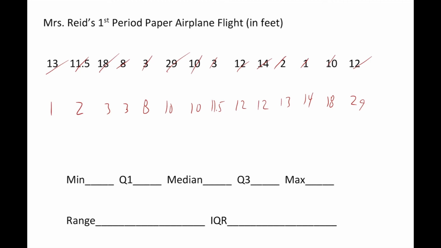All right, so in order from least to greatest, I can record a few pieces of information. I know my minimum, I know my maximum. From there, I can find my range. All right, now I need to go ahead and begin finding my median to get the rest of my information.